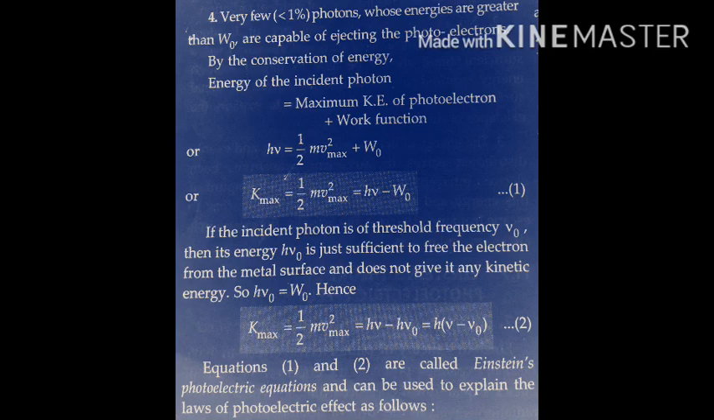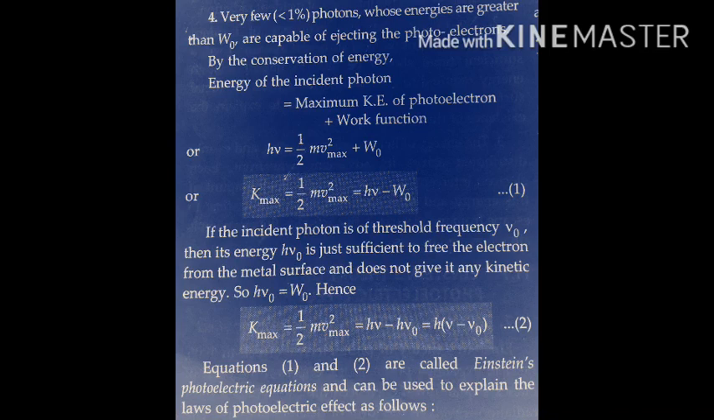So, now by conservation of energy, what does conservation of energy mean? In short, it means that total energy remains constant for a system. So now, energy of the incident photon, that is h nu, is equal to the maximum kinetic energy that can be imparted to the photoelectron plus the work function W naught. So, h nu is equal to half m v square max plus W naught. And if we want to find the value of K max, that is, the value of kinetic energy, it will be equal to h nu minus W naught, because W naught will go to the other side and get subtracted.